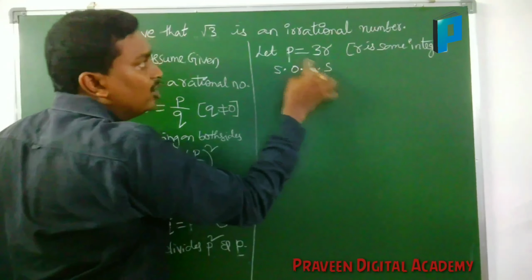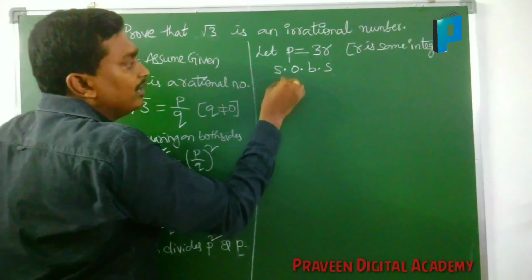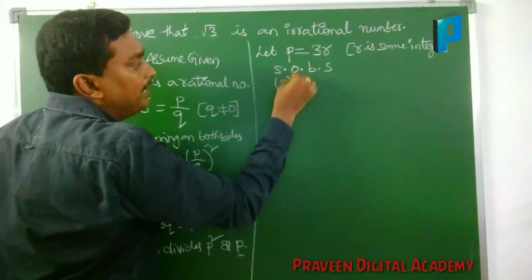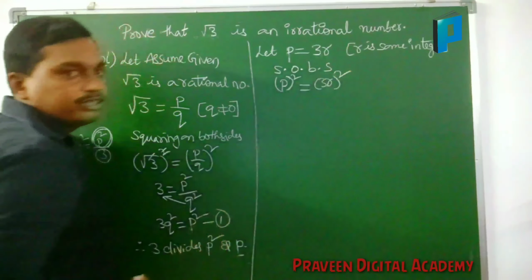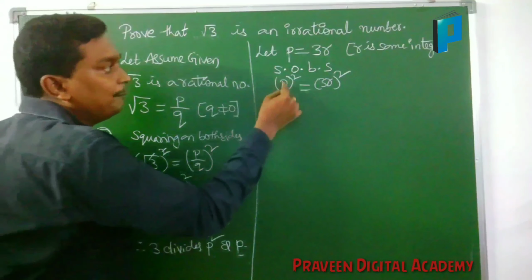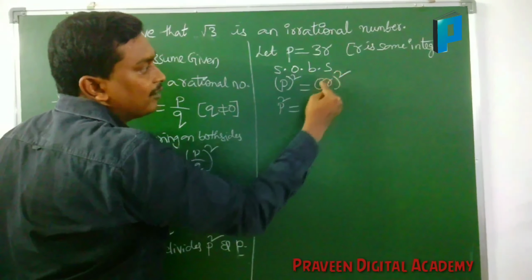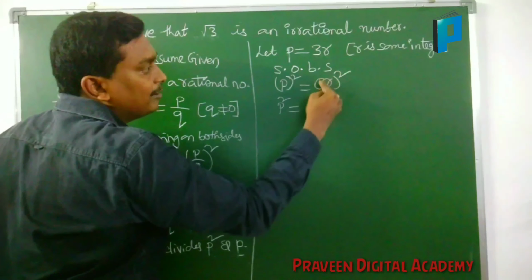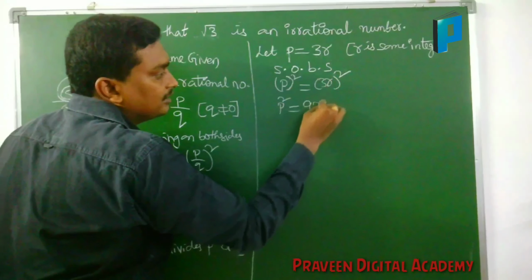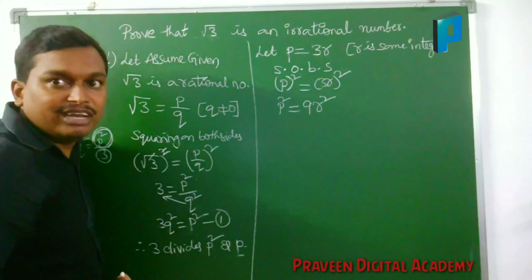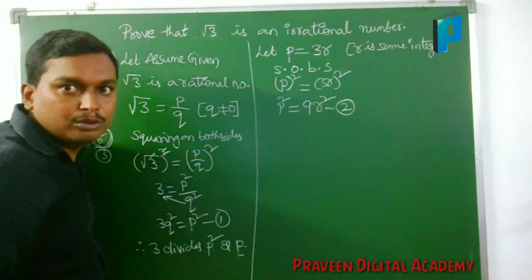If you are doing squaring on both sides, this p will become p square. So what you will get here? p square is equal to 3r whole square. Here p square is p square only, and 3r whole square means 3 square, which is 9, and r square is r square only. So this one you take as equation 2.